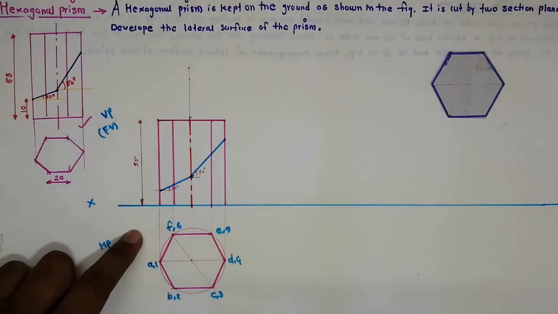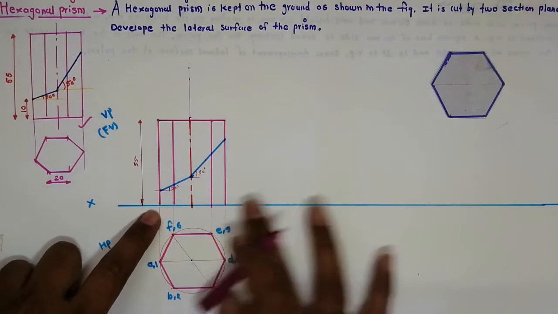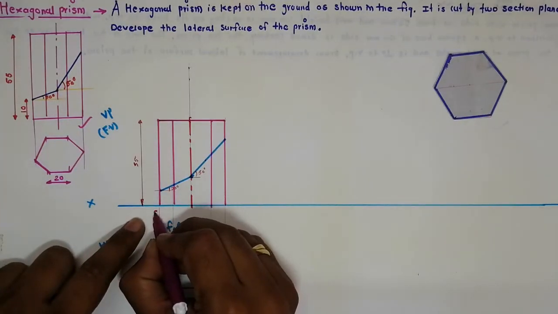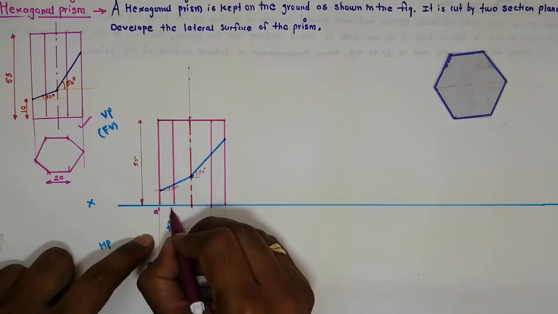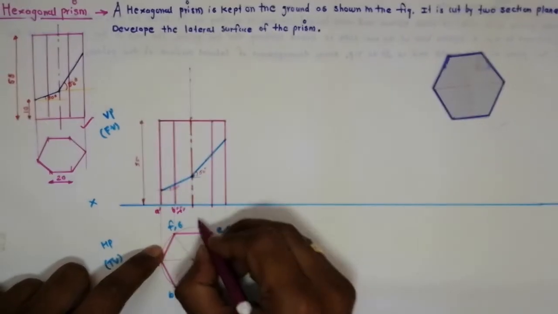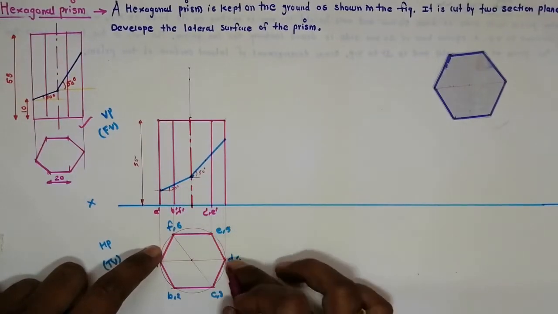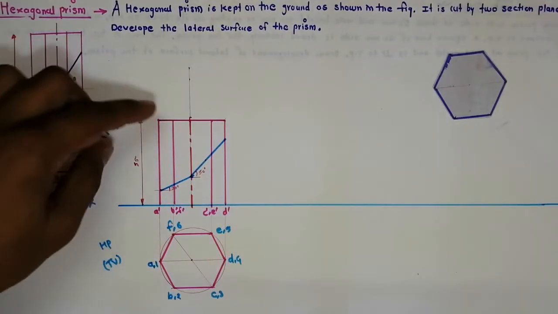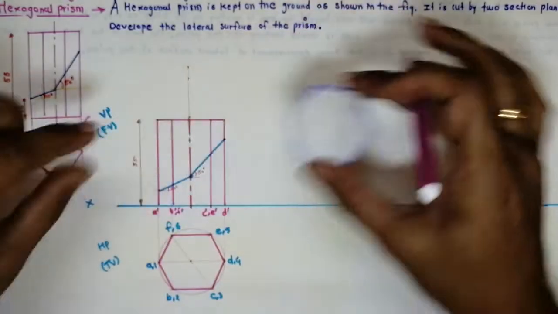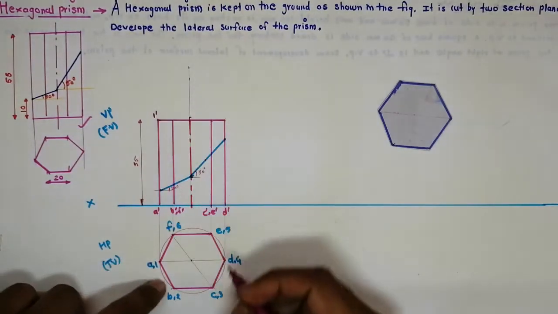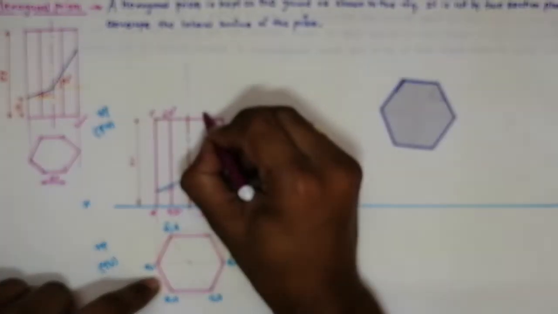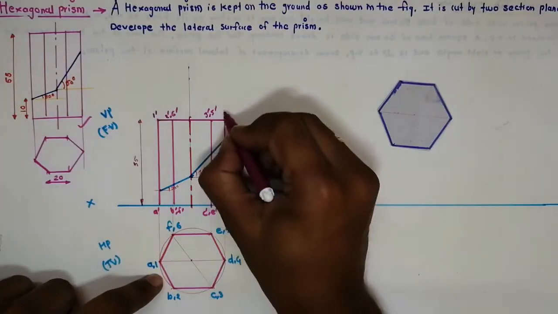Now we have to give the nomenclature. So the bottom horizontal line denotes the bottom base hexagon. So this is A dash, this is B dash and F dash, C dash and E dash, and this is D dash. Now on the top, this horizontal line denotes the upper hexagon. So this is 1 dash, this is 2 dash and 6 dash, this is 3 dash and 5 dash, and this is 4 dash.